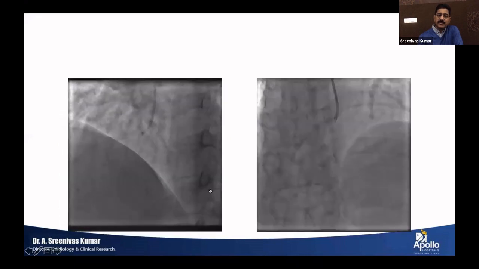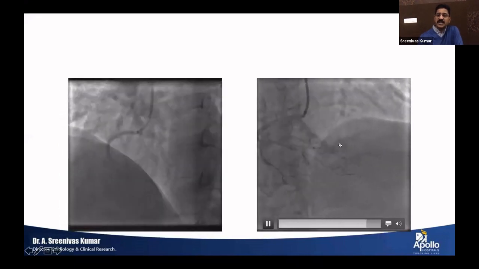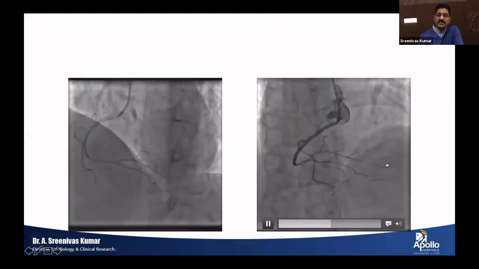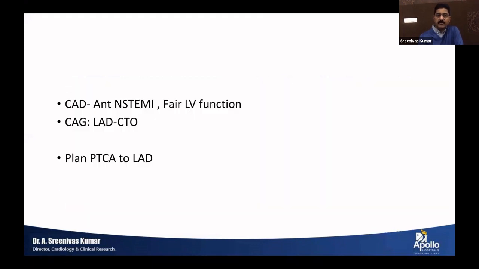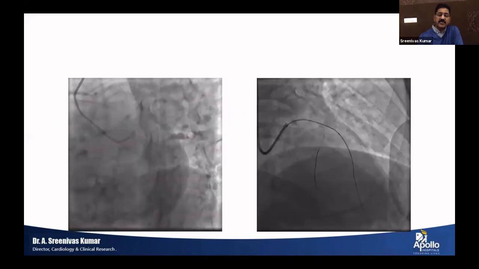Then multiple stents were put. For the sake of time, not going into details, but entire arteries are being reconstructed, and because of less restenosis, less TLR and follow-up, we are able to give good results to these patients. This is another patient.